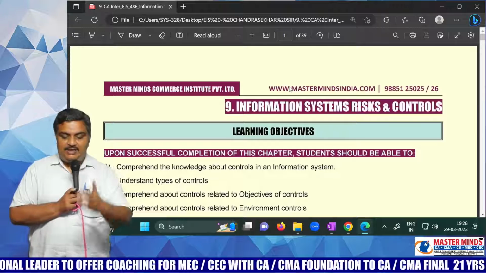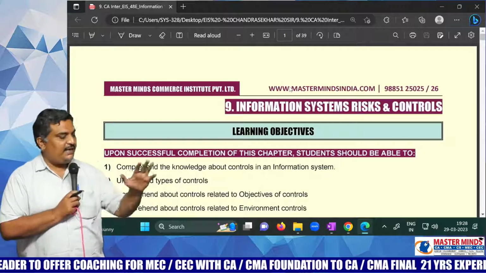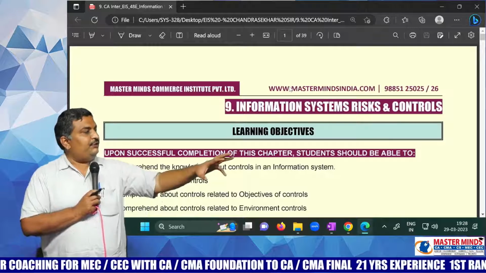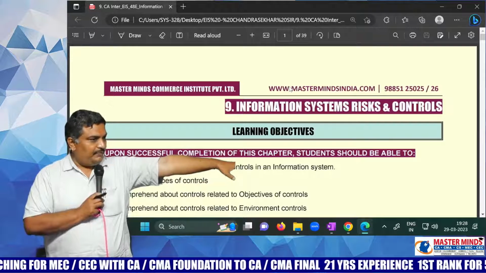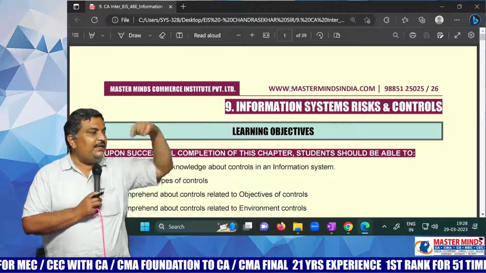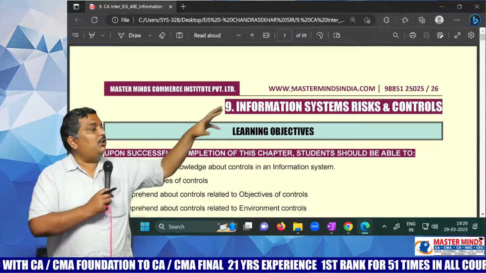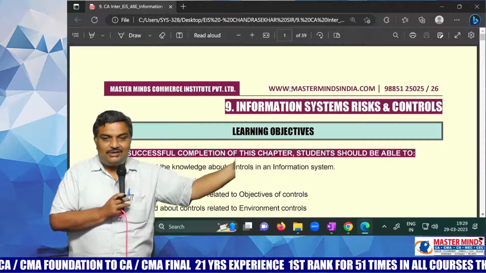For example, in information system risks and controls, I will tell you that you need to follow this control. In the auditing lesson, what it will say is that the auditor should check whether all those controls are there or not. It is as simple as that.